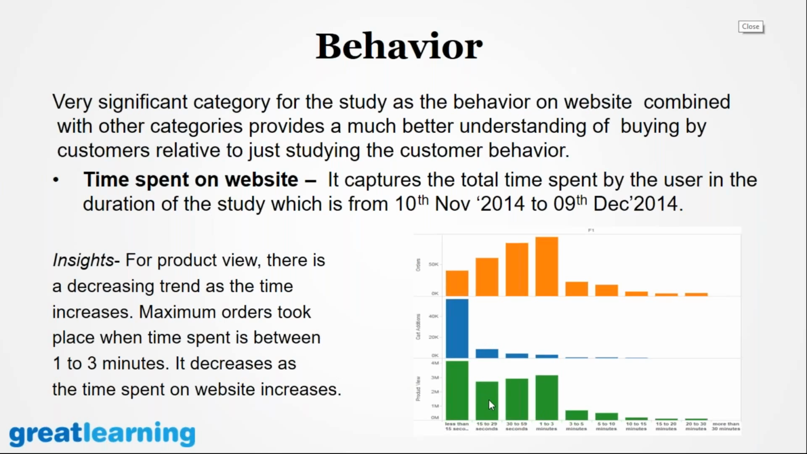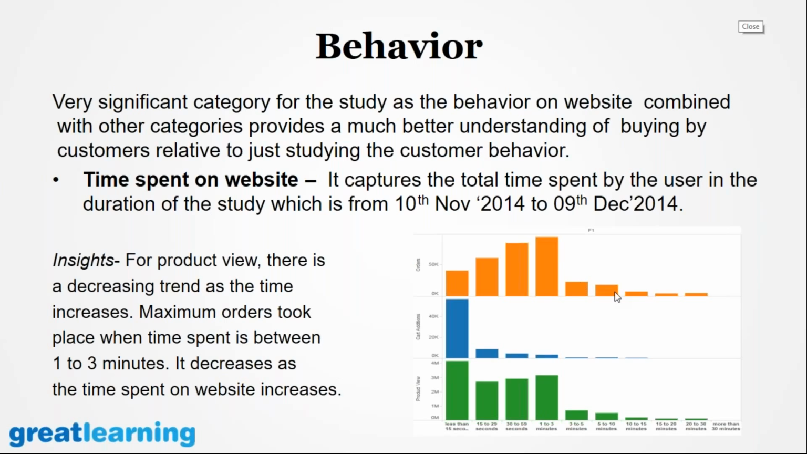For 15 to 29 seconds, we see the trend here again for orders. The trend increases for orders for 1 to 3 minutes. So people actually spending 1 to 3 minutes, we see like 100K people ordering. And then the trend decreases. People spending 3 to 5 minutes are less likely to order, and then this continues to decrease.